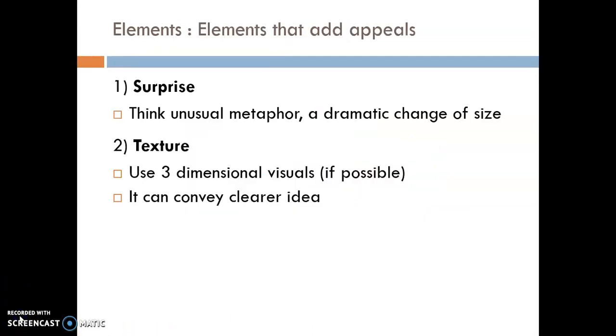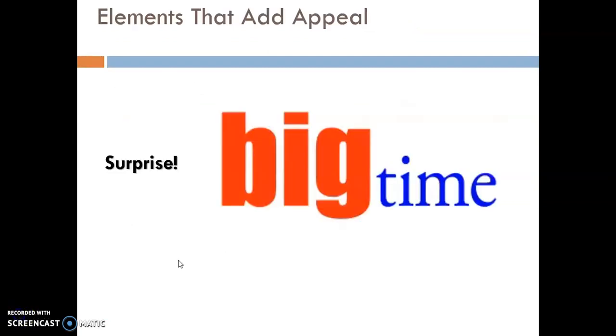Okay, they have 2 types of elements that appeal. The number 1 is surprise, and the second one is texture. Okay, this slide is an example of when we're using the element of surprise, which is your visual has no chance of having an effect unless it's captured and holds the viewer's attention.